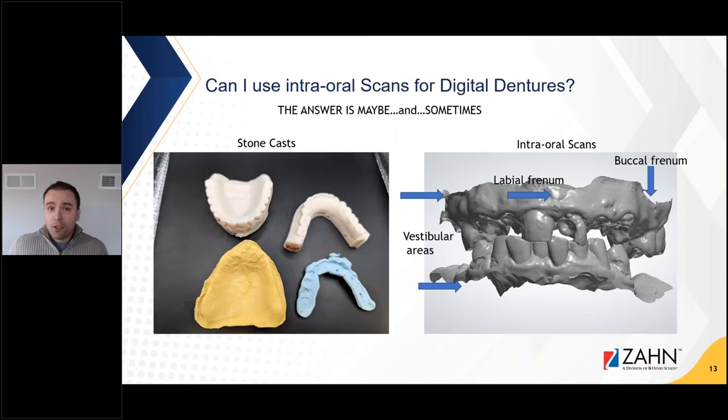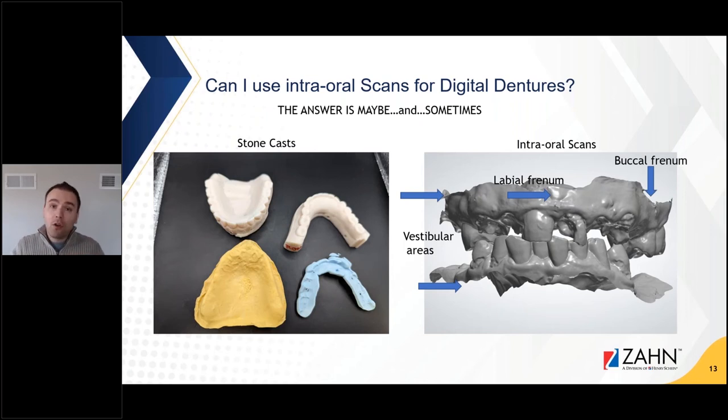So a big question that we get about digital dentures is, can I use an intraoral scanner for digital dentures? And I have to say yes and no, maybe sometimes. What does that mean? When we talked about stone cast before, the big benefit of making a custom tray, doing a functional impression and then pouring that, is that you capture the entire vestibular area, right? So you capture the labial frenums, the vestibular areas, the buccal frenums, the tuberosities, the retromolar pads, the vibrating line, the posterior palatal seal, all of that stuff. Elastomeric impressions, elastic impressions, are really good at capturing soft tissue. They kind of set them in place and that's it.